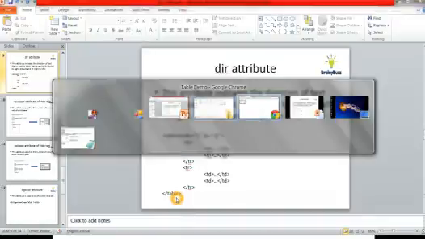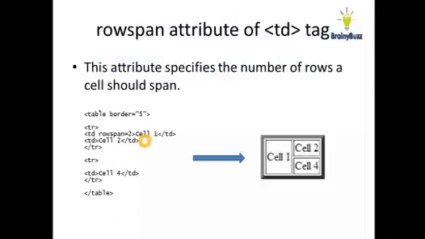So let's look for another attribute. You have the rowspan attribute. Rowspan attribute is one of the most important attributes of the TD tag. We are not going for the table tags now. We are going for the cell attributes basically.